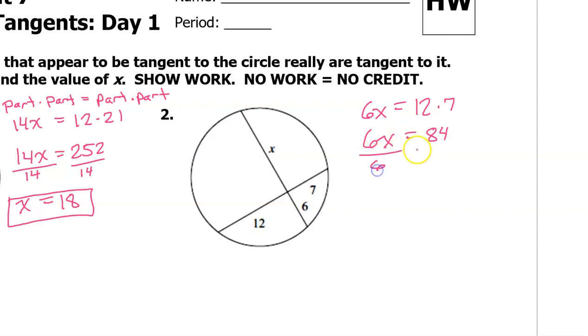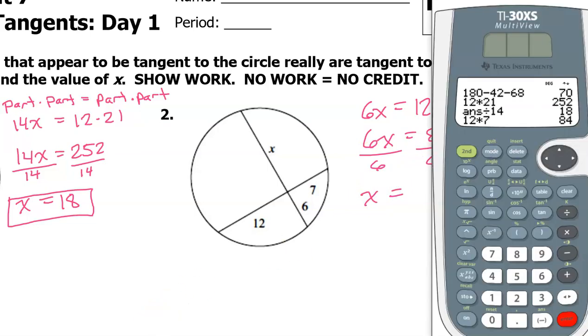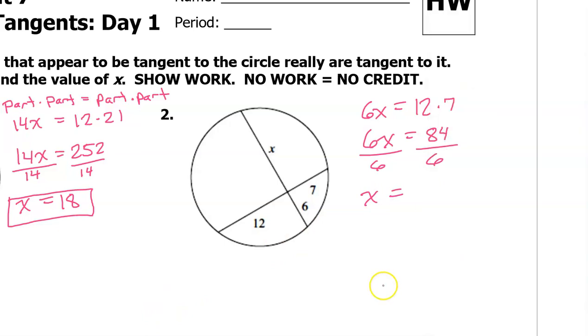Then of course we will divide both sides by 6. And let's see, 84 divided by 6 is 14. So x is equal to 14.